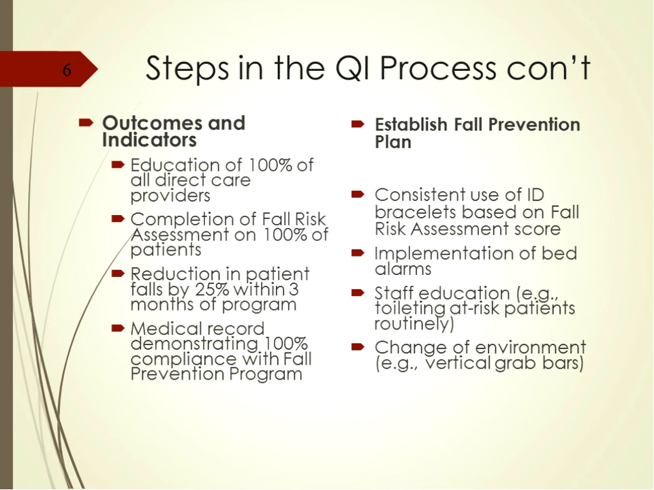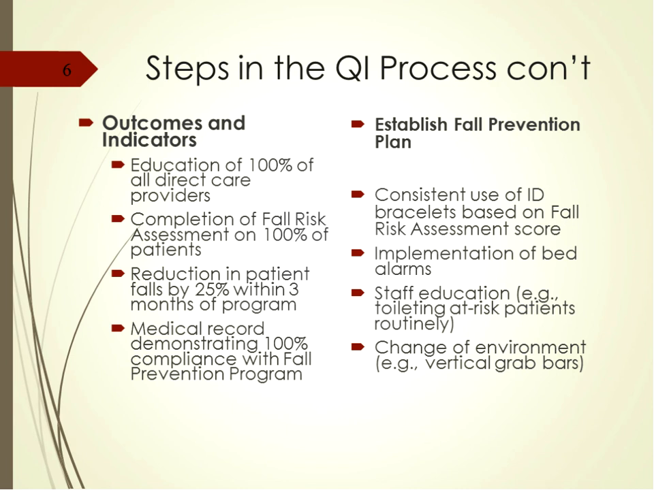The steps for outcomes and indicators require education of 100% of all direct care providers, completion of fall risk assessment on 100% of patients, reduction in patient falls by 25% within 3 months of the program, medical record demonstrating 100% compliance with the fall prevention program, and establishment of a prevention plan.